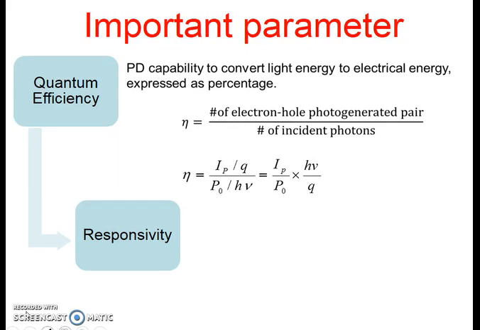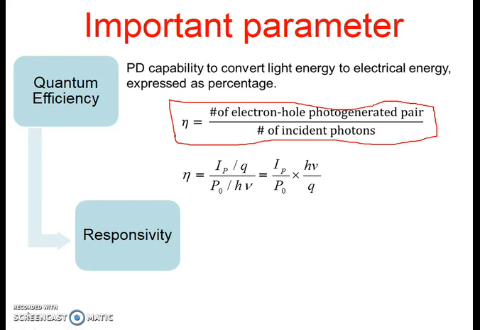Quantum efficiency of a photodiode is defined as a capability to convert light energy to electrical energy, expressed as percentage. Okay, the formula is given by eta equals the number of electron-hole photo-generated pairs divided by the number of incident photons. So this is the formula for quantum efficiency.